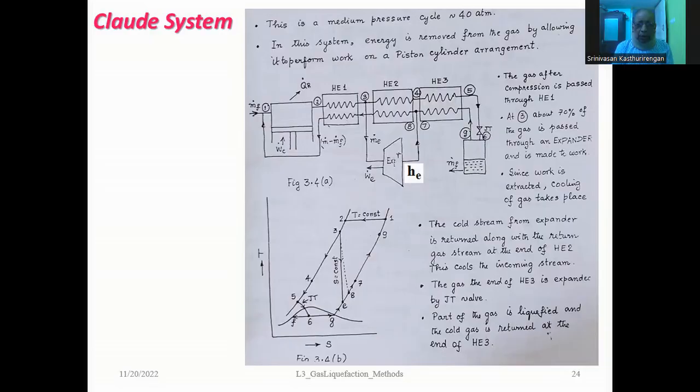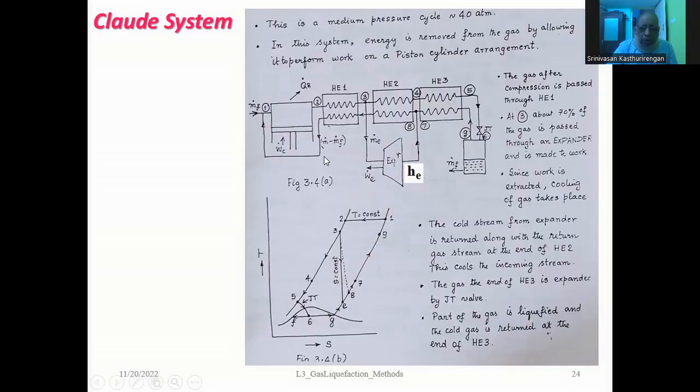The Claude liquefaction system is a medium pressure cycle which operates at a pressure of about 40 atmospheres. In this system, the energy is removed from the gas by allowing it to perform work on a piston cylinder arrangement. So you can see the pictorial representation of the expander.